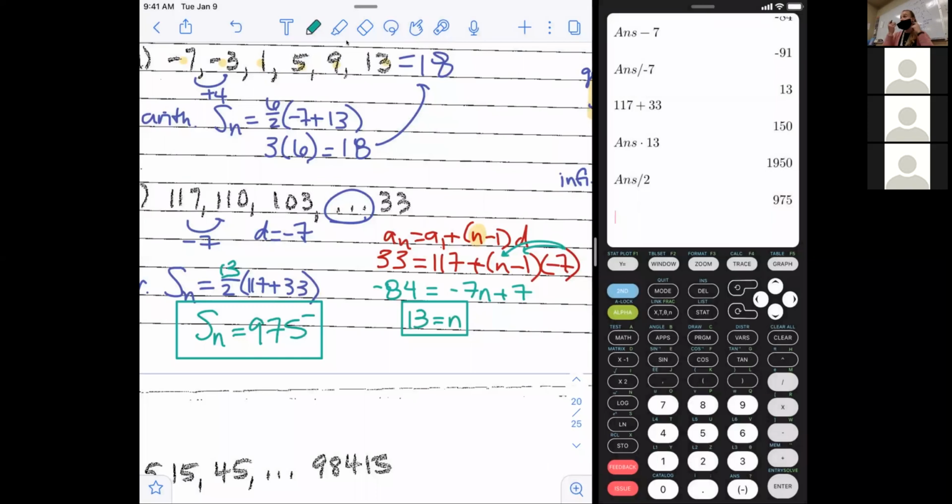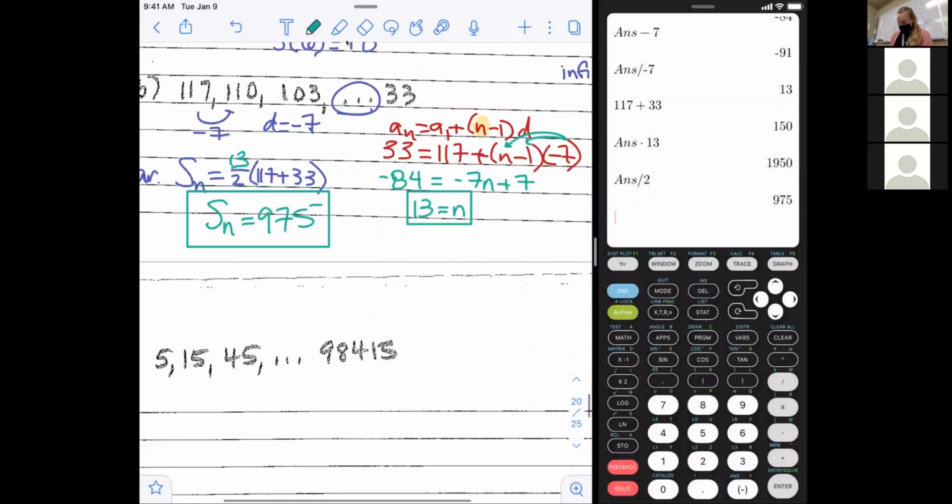We're gonna do this exact same process, but with the geometric one. So that's gonna practice some more geometric sequences and series. You guys ready to go? Let's go to the next one.